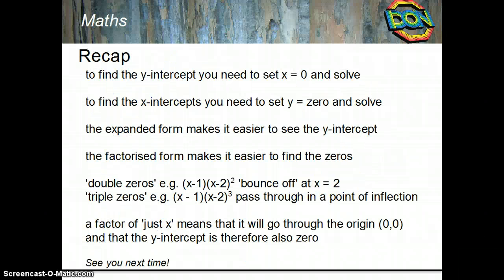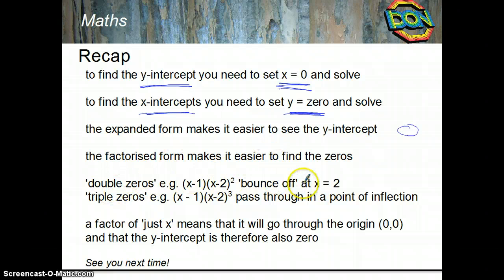Okay, so to recap, to find the y-intercept you need to set x equal to 0 and solve, and write that down. To find the x-intercept you need to set y equal to 0 and solve. The expanded form makes it easy to see the y-intercept because it's the last value, the last constant. The factorised form makes it easy to find the zeros.